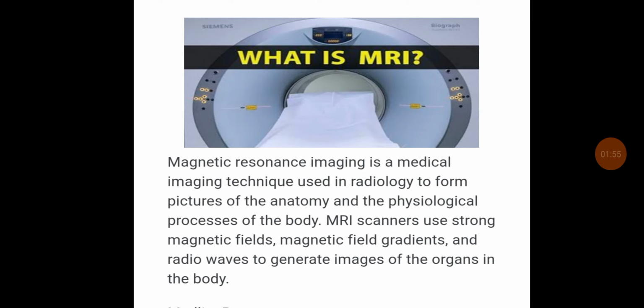Next is MRI. MRI is the abbreviation of magnetic resonance imaging. It's a medical imaging technique used in radiology to form pictures of the anatomy and the physiological processes of the body. MRI scanners use strong magnetic fields, magnetic field gradients, and radio waves to generate images of the organs in the body.